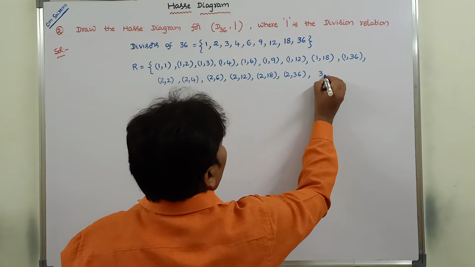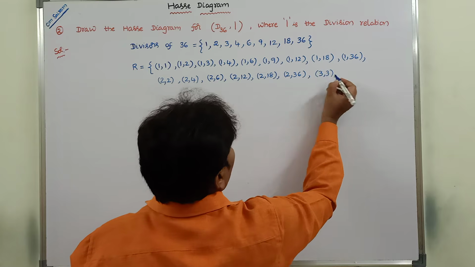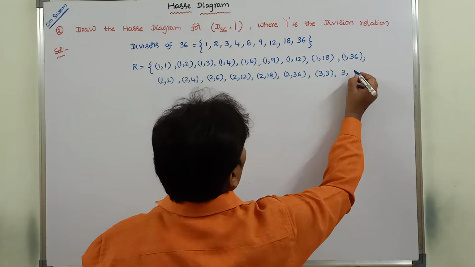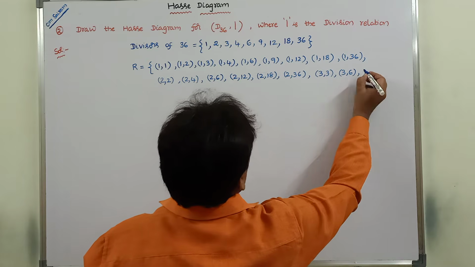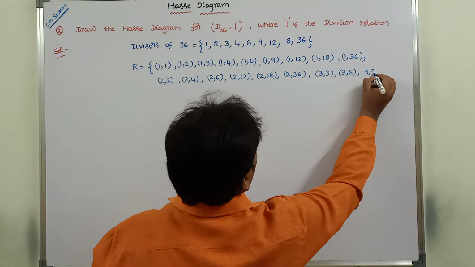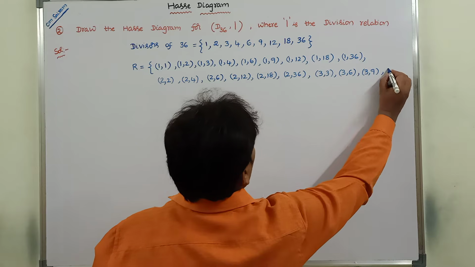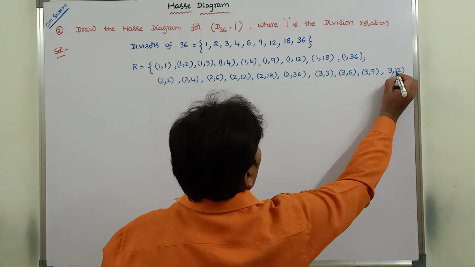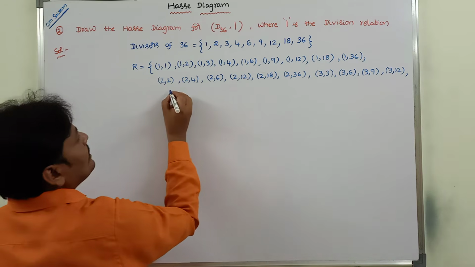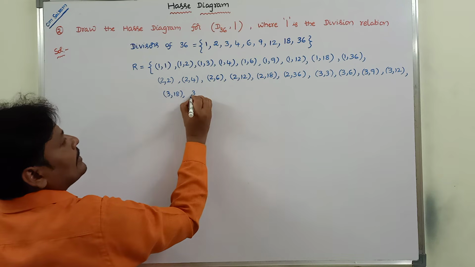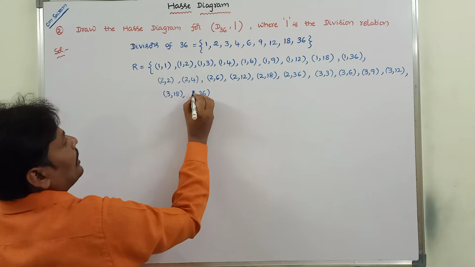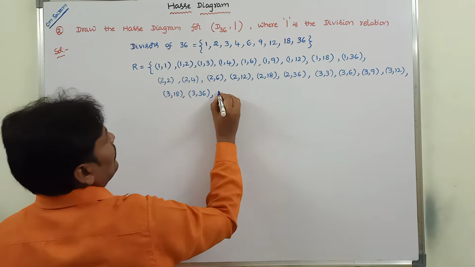3 divides 3. Next one, 3 does not divide 4. 3 divides 6. 3 divides 9. 3 divides 12. 3 divides 18. 3 divides 36. Next we can go for 4.